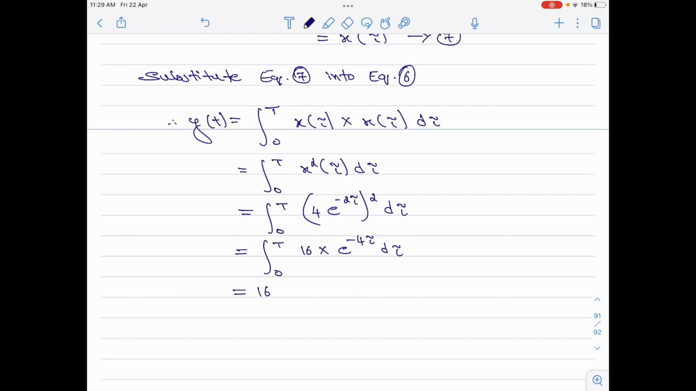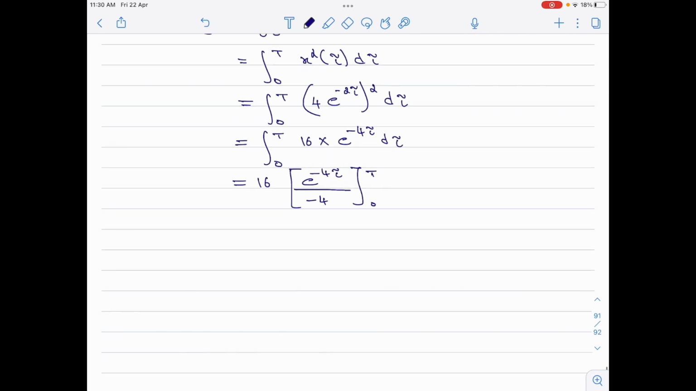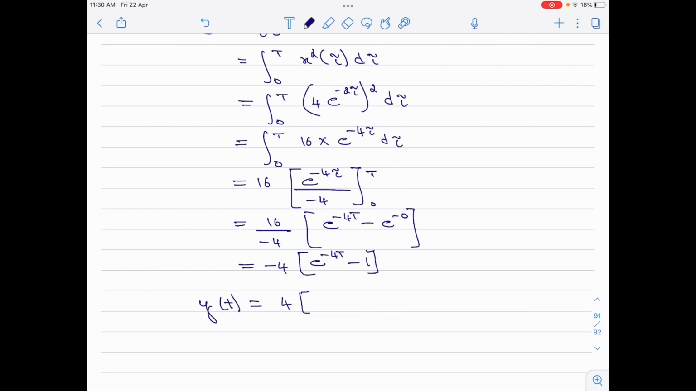It is 16 multiplied by integration of e power x is equal to e power x divided by the coefficient of x. Therefore, this would be e power minus 4 tau divided by minus 4 over the limits 0 to capital T. This is 16 divided by minus 4 multiplied by e to the power of minus 4 capital T minus e power minus 0. So, this is equal to minus 4 into (e power minus 4 capital T minus 1). Let me now rearrange the contents of the bracket. I will write 1 first and then e power minus 4 T. So, the minus symbol at the minus 4 part will be eliminated and therefore we will get the output of the matched filter as 4 into (1 minus e to the power of minus 4 T). This is the answer for this numerical.